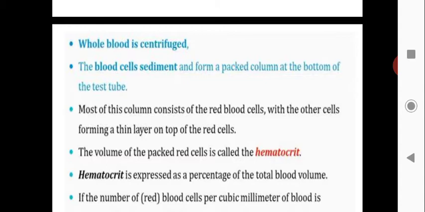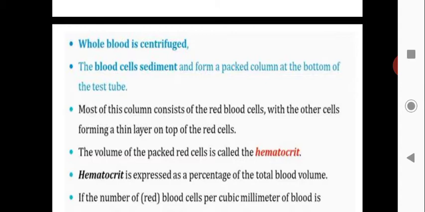Most of this column consists of red blood cells, with other cells forming a thin layer on top of the red cells. So what are the other cells? That is white blood cells. White blood cells form a thin layer on the red blood cells. So red blood cells are the major component, and on them the white blood cells sediment.